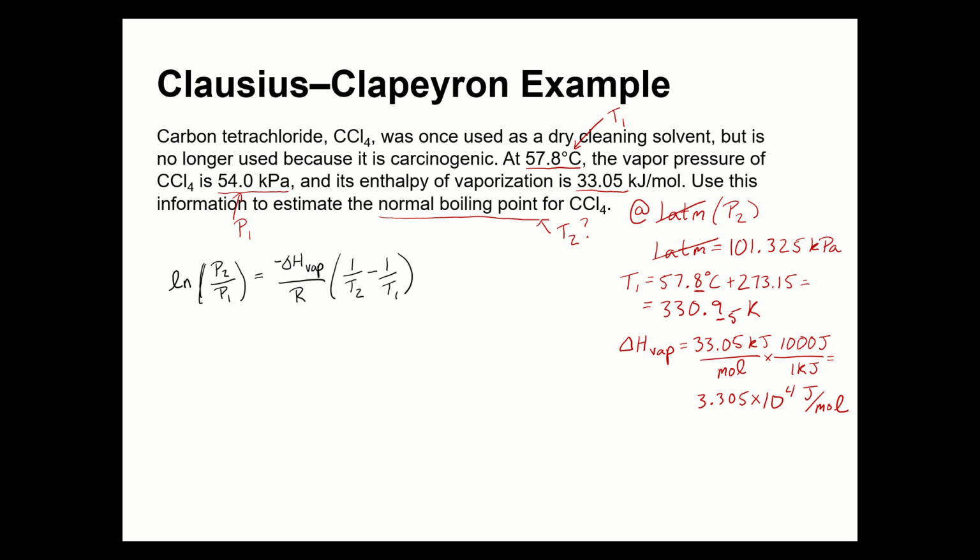Okay, so we're going to start plugging in some of those values. It might be easier to chunk this up and take it one piece at a time and go ahead and calculate what those numbers are. So the natural log of P2 over P1, we know that the final pressure, P2, is supposed to be at normal boiling point, so that's our 101.325. We know that that's in kilopascals over the initial pressure of 54.0 kilopascals.